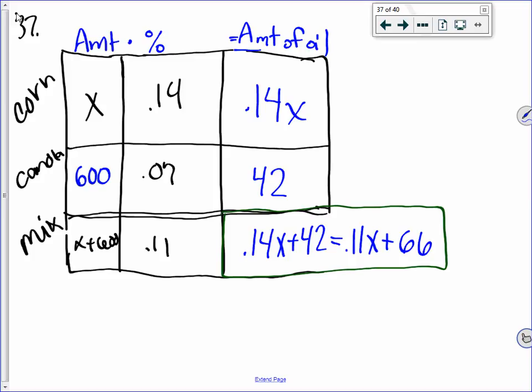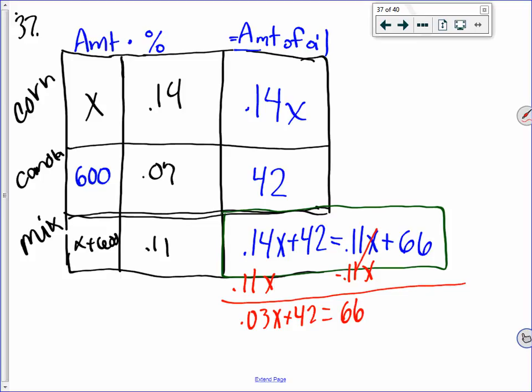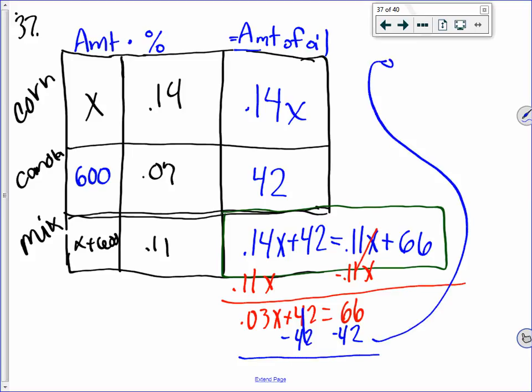Right. So you're essentially calculating the amount of oil in two different ways. Now I'm going to solve for x. The 800 gallons.